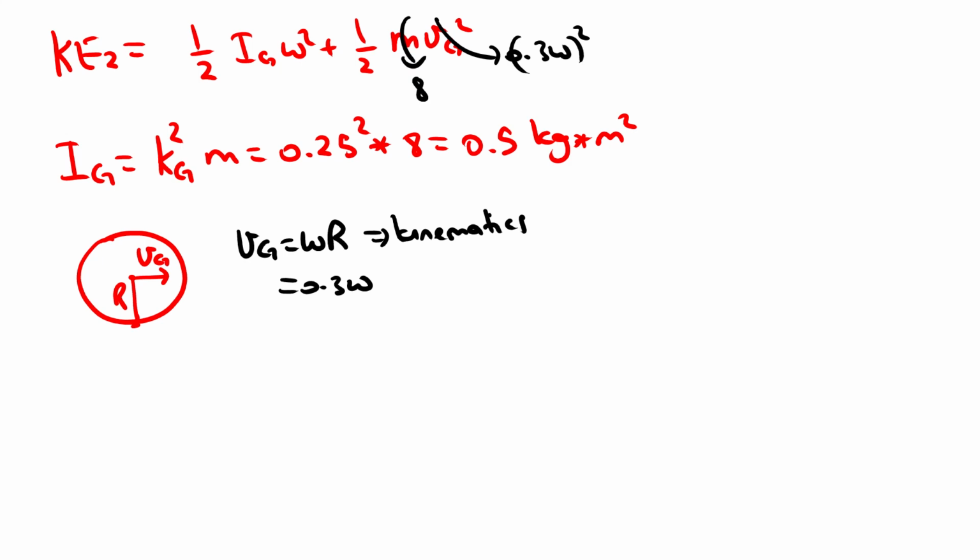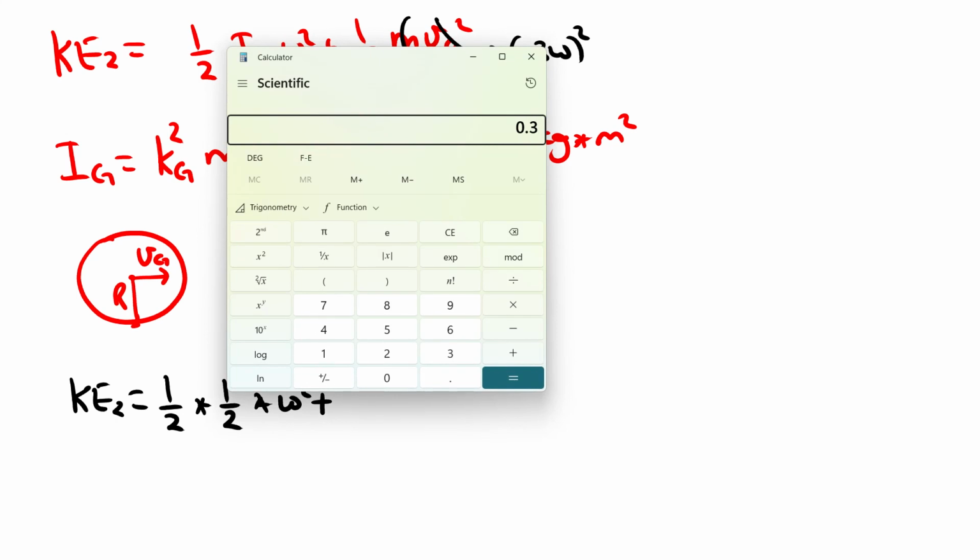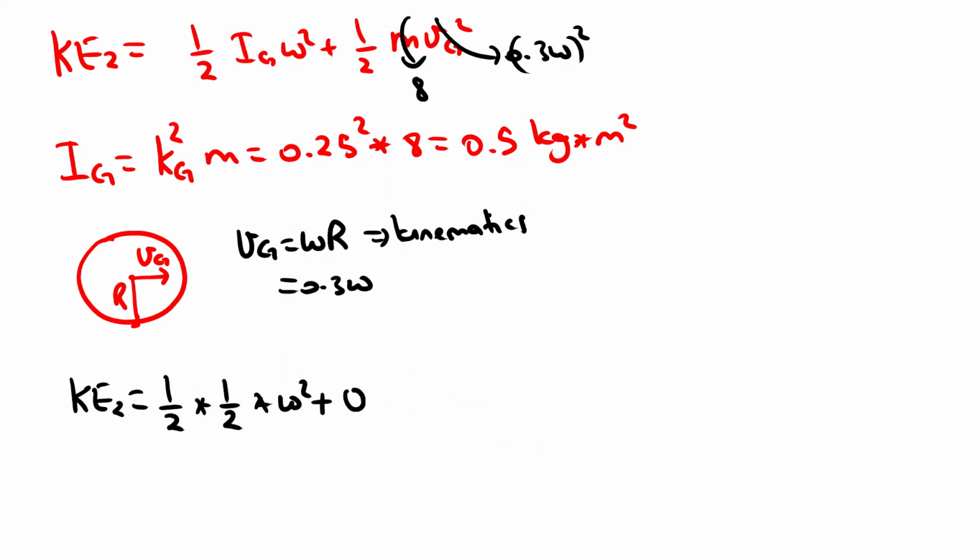The M is 8. So if you do that, kinetic energy at 2 will be 1/2 times 0.5 omega squared plus 8 times 1/2, 4, times 0.3 squared, 0.36, omega squared. 0.25 is this one, 0.36 is that one, so 0.61 omega squared. Okay, that is the omega value.